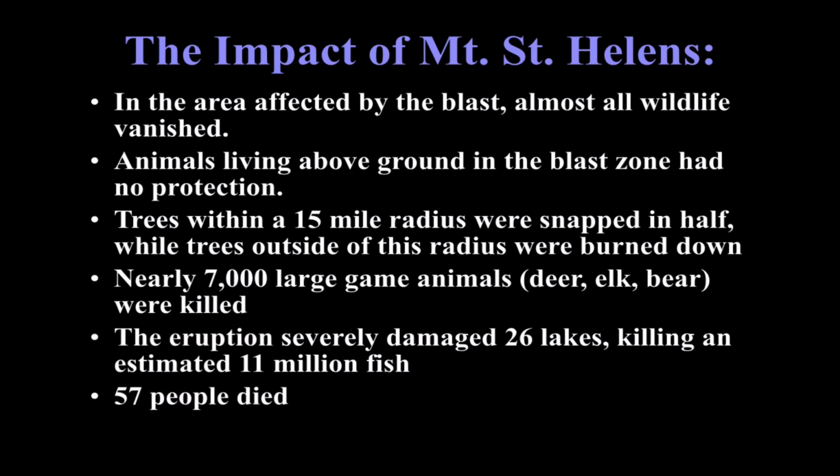So what happened from Mount St. Helens? Basically, anything in the immediate area was gone. Animals living above ground in the blast zone had no protection. We lost a lot of them. Trees within a 15-mile radius, huge, snapped in half. Those pictures that I showed you. 7,000 large game animals were dead, and then 26 lakes in the surrounding area got damaged from that ash, or from those lahars. 11 million fish, 57 people died.